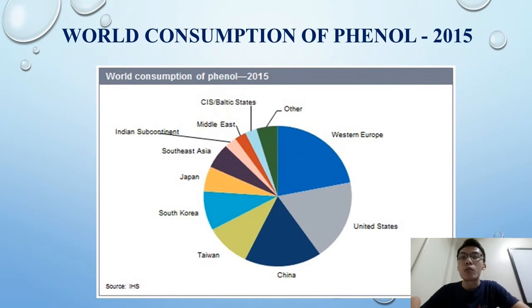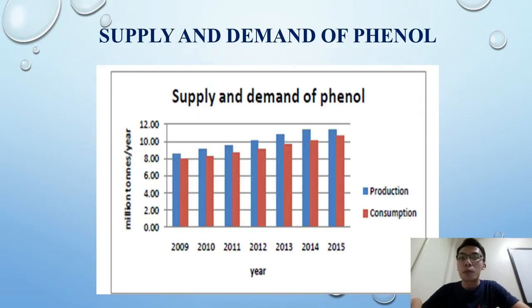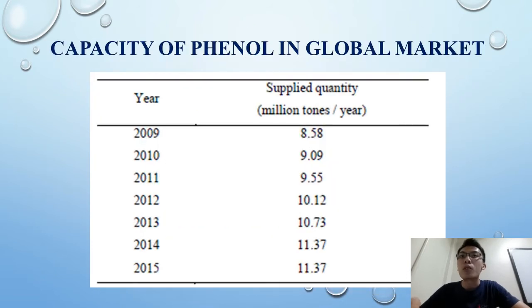Next is the world consumption of phenol in 2015. As we can see, Western Europe, the United States, and China are the three largest consumers of phenol. The next slide shows the supply and demand of phenol. As the years increase, production and consumption of phenol increase. For the capacity of phenol in the global market, from 2009 to 2015, the supply quantity increased from 8.58 million tons per year to 11.37 million tons per year.